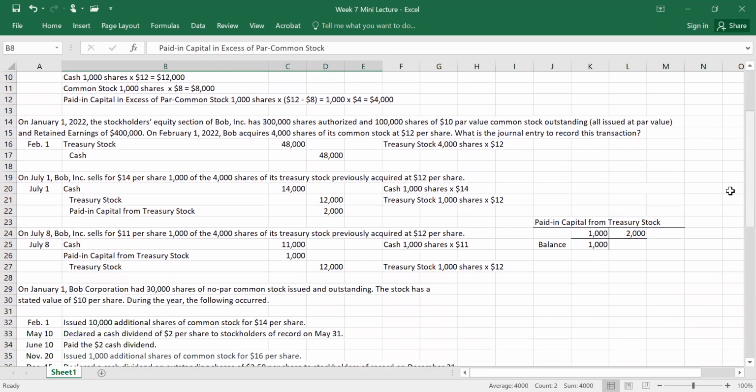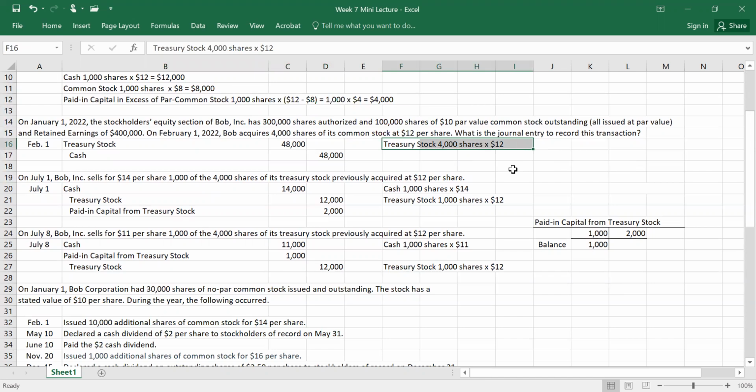The next 3 items are just related to treasury stock. So on January 1st, stockholders' equity section of Bob has 300,000 shares authorized, 100,000 shares of $10 par value common stock outstanding. It was all issued at par value. Retained earnings of 400,000. On February 1st, Bob acquires 4,000 shares of its common stock at 12 per share. What's the journal entry to record the transaction? So we're going to debit treasury stock and credit cash for 48,000 because it's 4,000 shares times $12 per share.